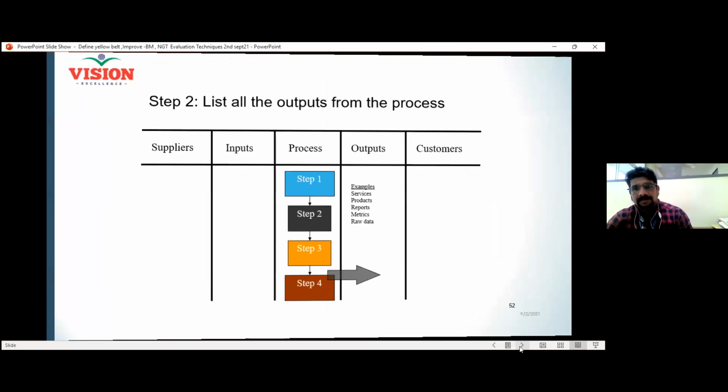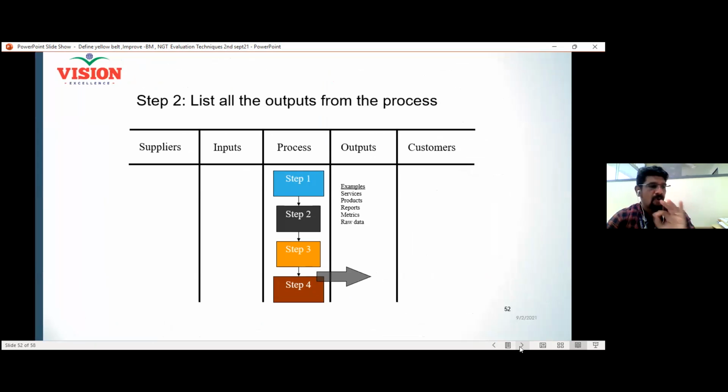Then you have to identify the list of outputs. What are the outputs that will come out of the process? It may be a service, or it may be a product, or it may be a report, or it may be data, or it may be a semi-finished product, or it may be raw data.